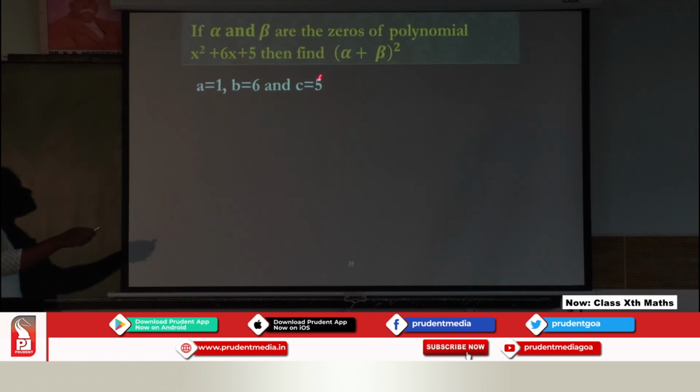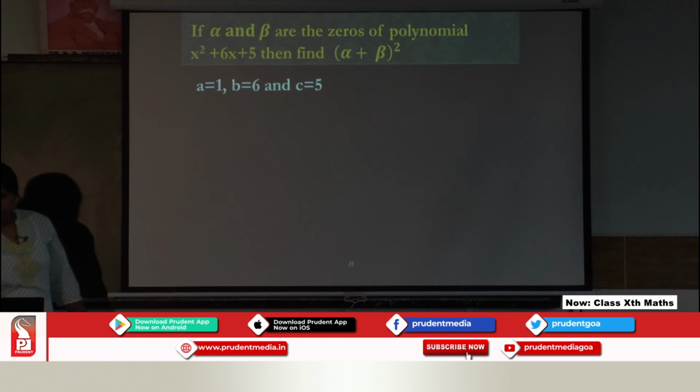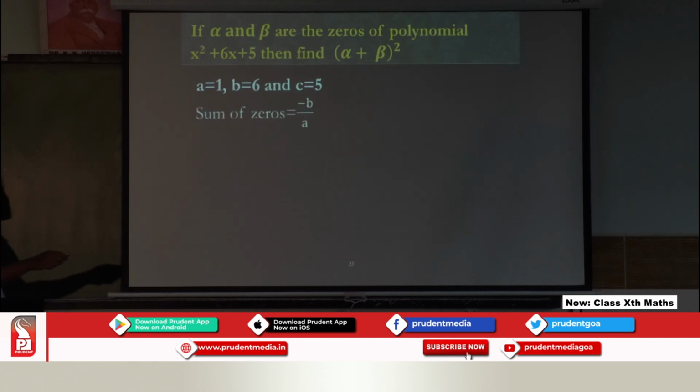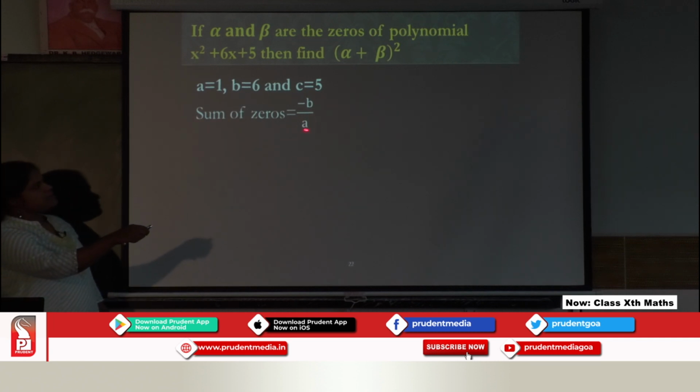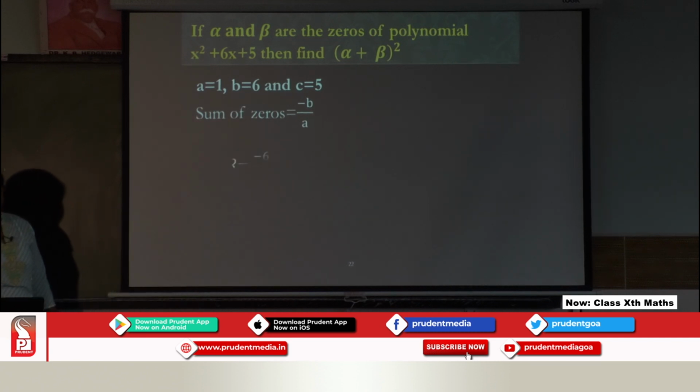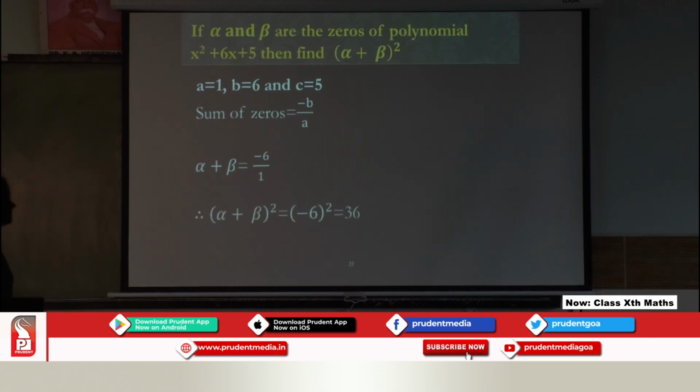So since alpha plus beta is asked, we are supposed to write the sum of zeros formula, and sum of zeros is what? Minus b upon a. So what do I have? Alpha plus beta is equal to minus, b value is 6, so I have minus 6, a is 1. So minus 6 upon 1 will give me minus 6.